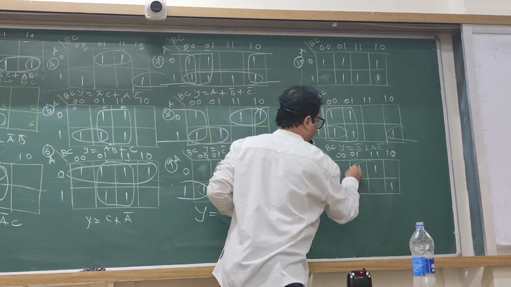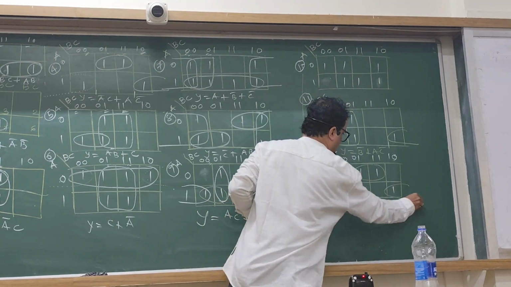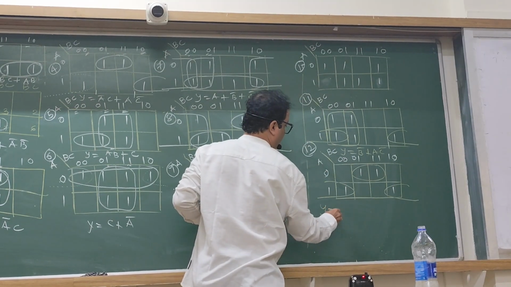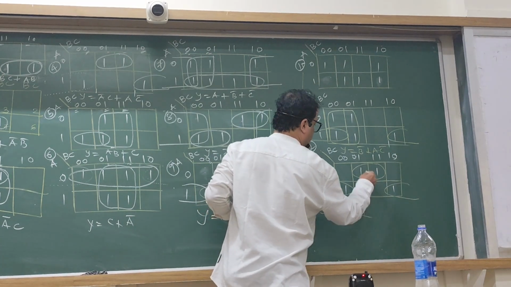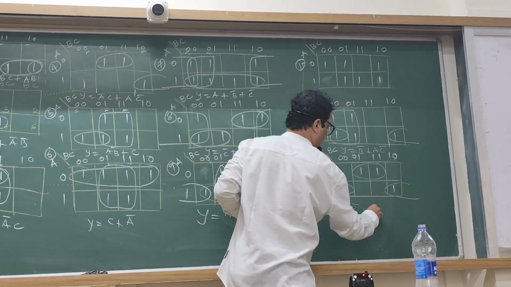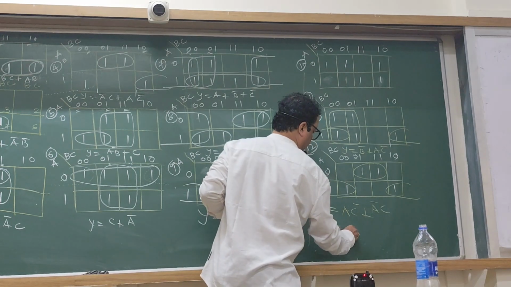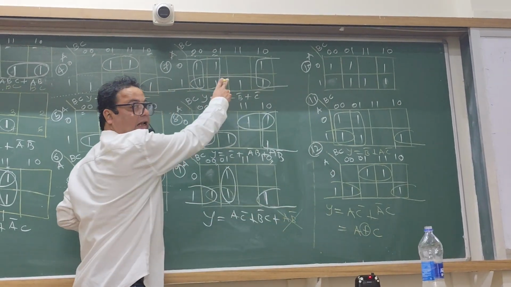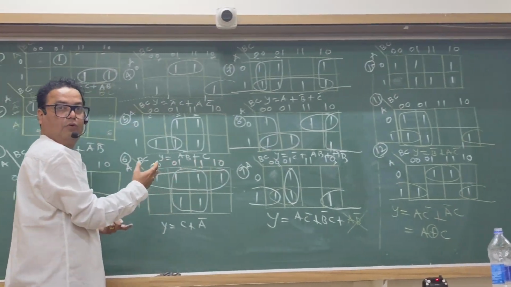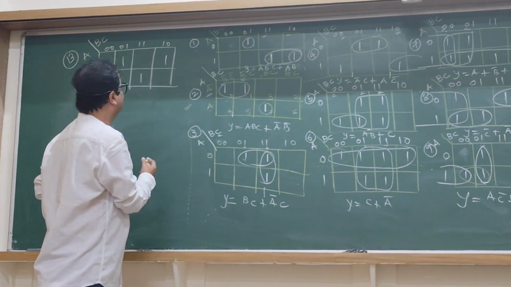Finally, what you have here is this pair and this pair. The answer of this is going to be A, and what will come here? C bar plus this one is A bar C. Of course, I know that this is XOR, A XOR C. I'll cover this later. Let's now move the camera to this side and do the next special case.